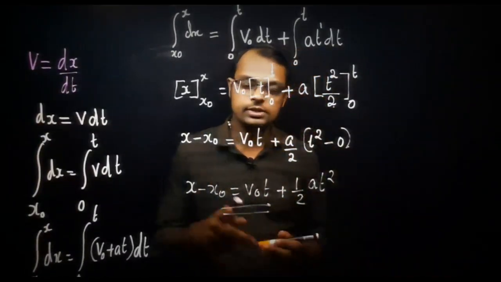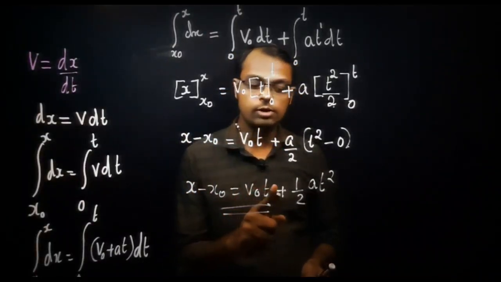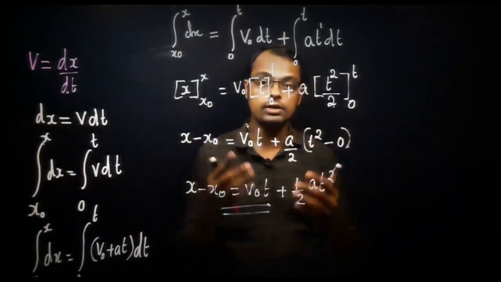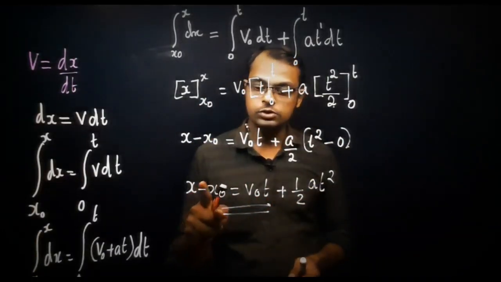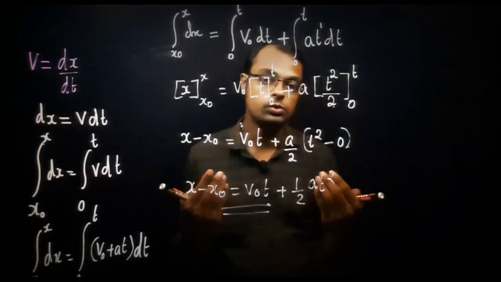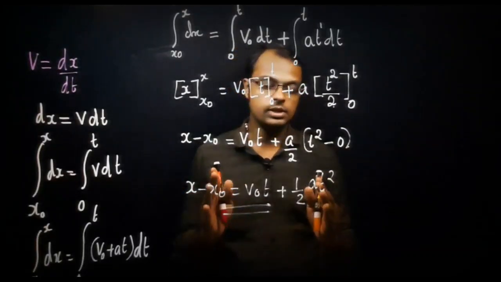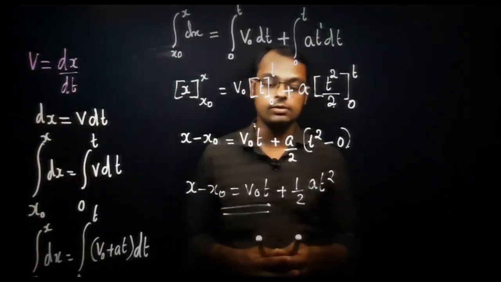Or what is x minus x0? That is the displacement. Displacement is equal to v0t plus half a t square, same as what? We have learned that one. S is equal to ut plus half a t square, where x is the final position and x0 is what? Initial position when time t is equal to t1. Okay. So this is the second equation of motion derived by using calculus, the method of calculus.